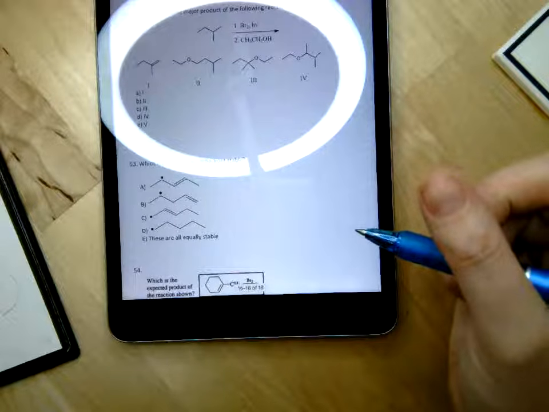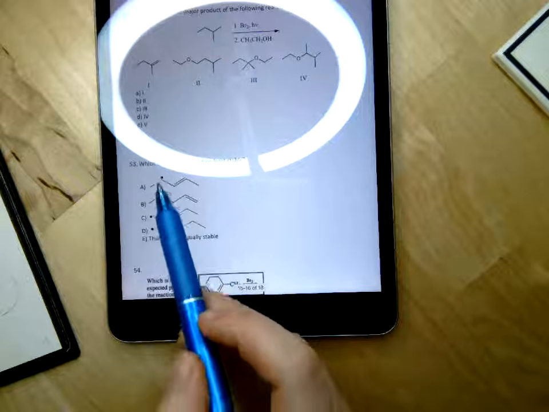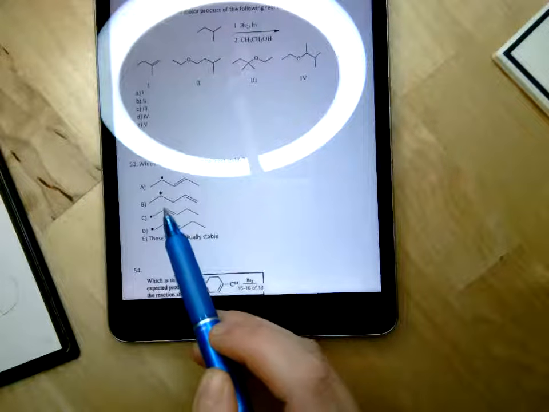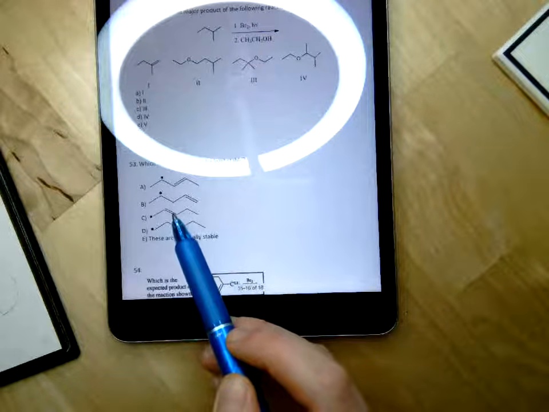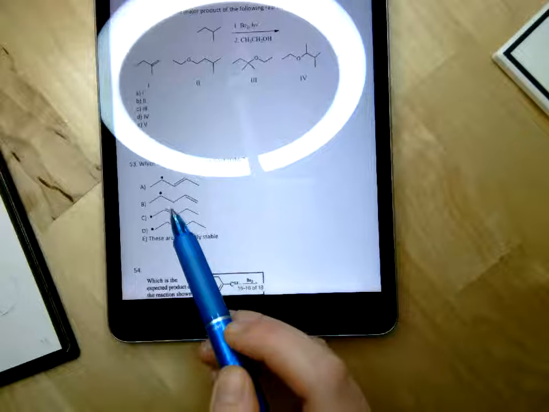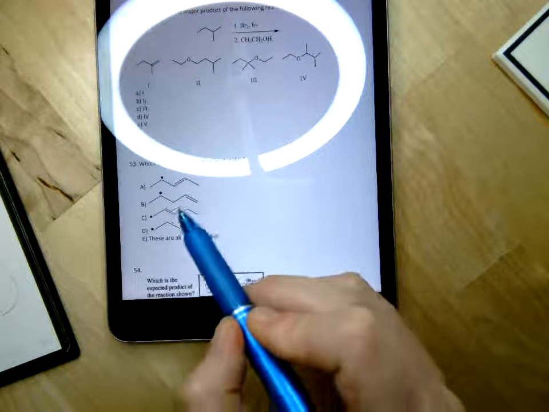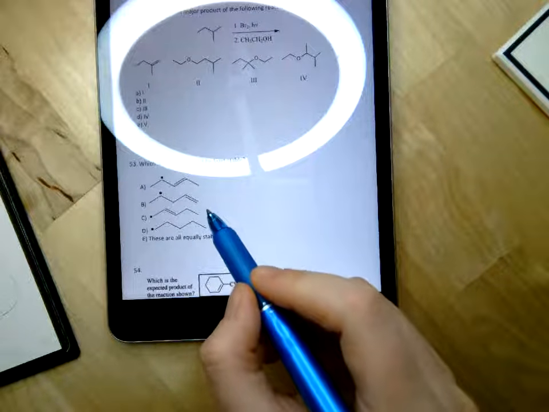Primary radicals are the least stable, but they can be stabilized by resonance. So these secondary are more stable than these primary, except this is stabilized by resonance. So this actually would have an advantage because it's at the allylic position. So this would actually be more stable than B here. So I'd actually rank A as the first most stable because it's a secondary allylic.